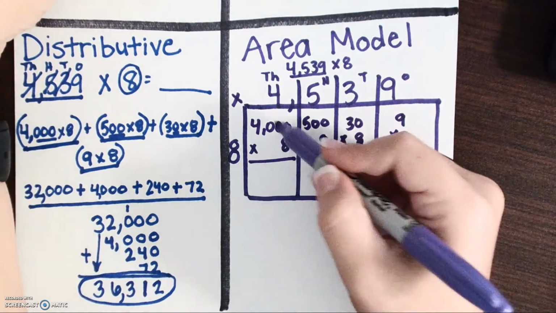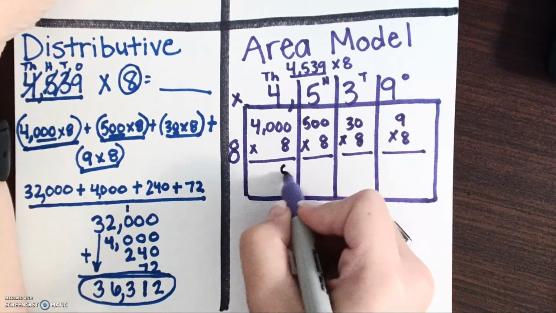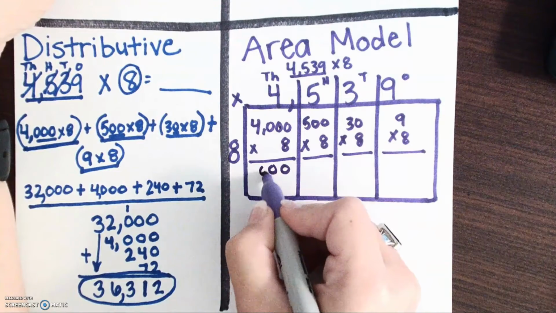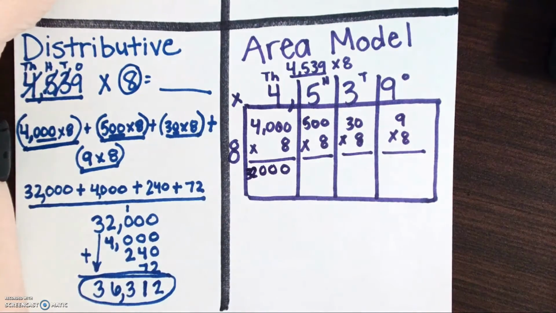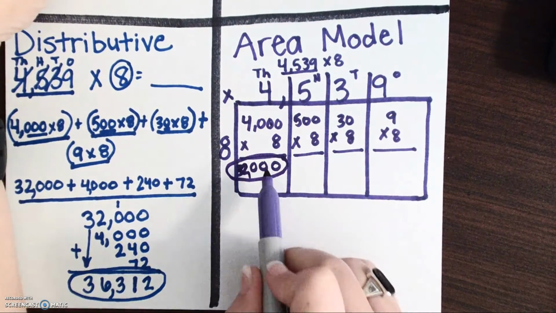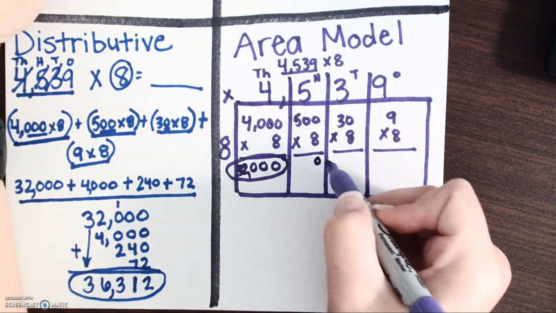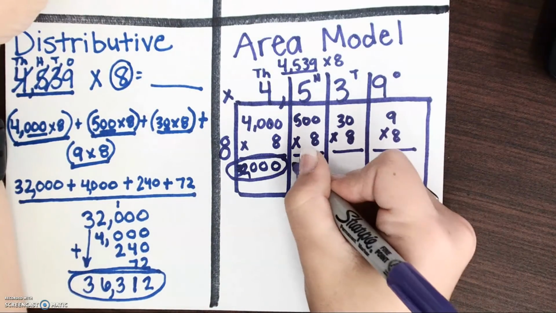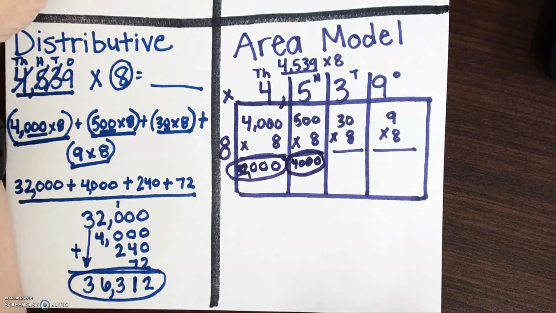Now we get to do the traditional way inside the boxes. So I'm going to say 8 times 0 is 0. 8 times 0 is 0. 8 times 0 is 0. 8 times 4 is 32. I'm running out of space there. Right, so there's my first part of my answer. I've got to add all these answers up once I get them. So I'm not finished. 8 times 0 is 0. 8 times 0 is 0. 8 times 5 is 40. There's another answer for a box. Don't forget your comma.